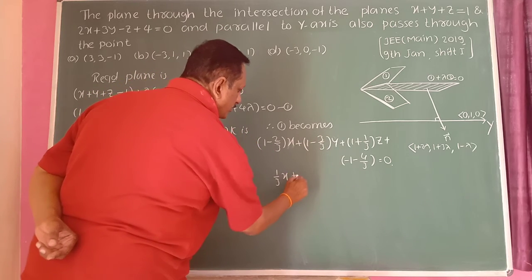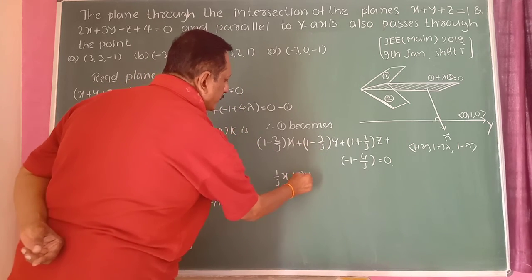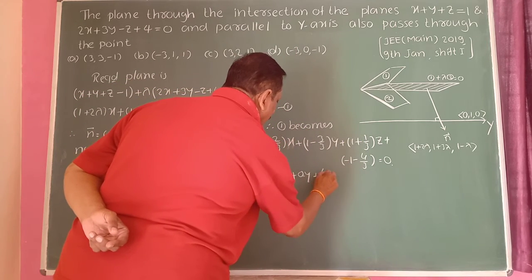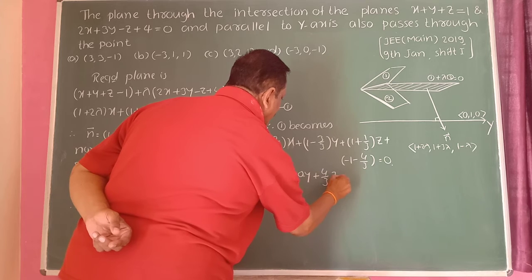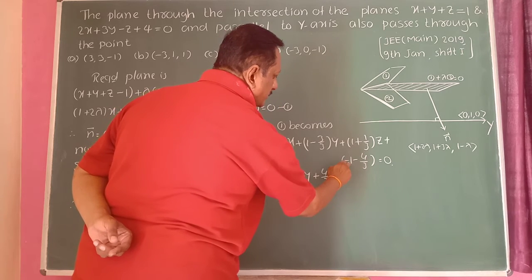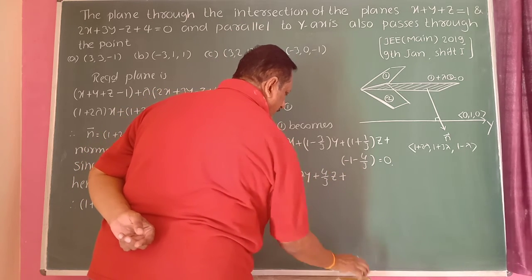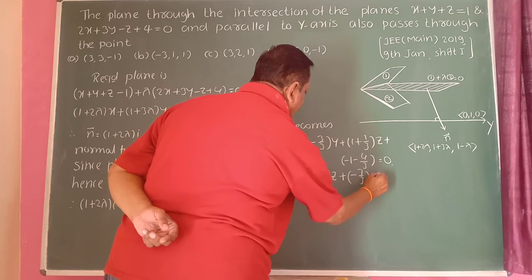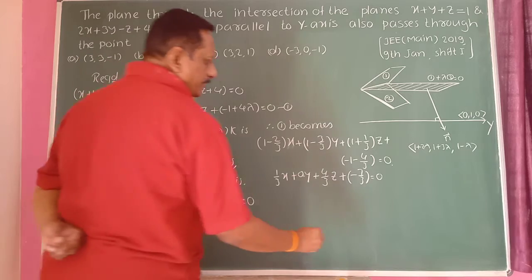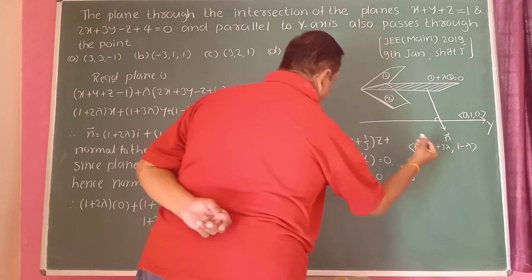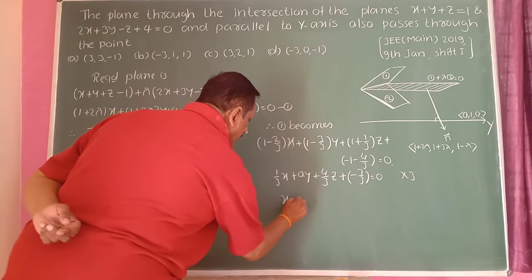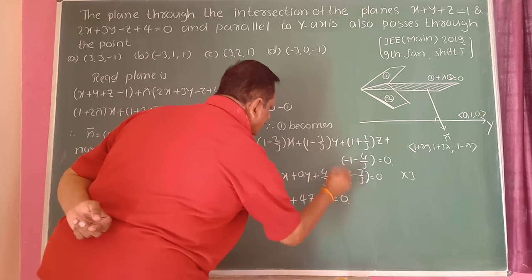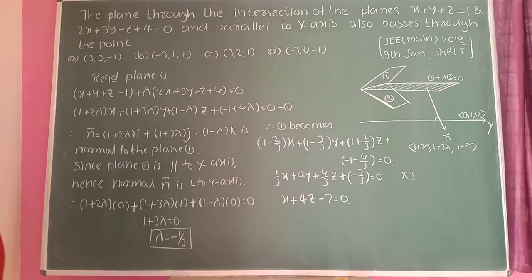This becomes 0, so 0 y. Then 3 plus 1 becomes 4, 4 upon 3 into z. Then minus 3 minus 4 is minus 7, so minus 7 divided by 3 is equal to 0. Multiplying both sides by 3, we get x plus 4z minus 7 is equal to 0. It is the required plane.